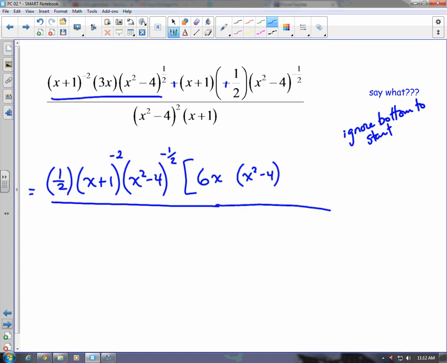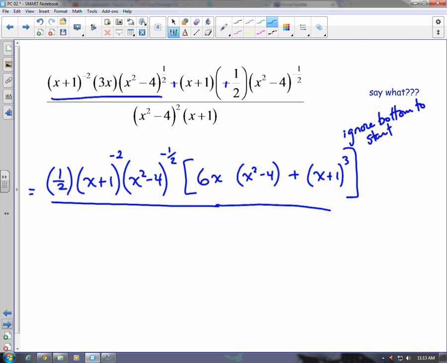major term, plus, okay, so the halves are gone. The factor of x plus 1 has an exponent of 1, and I subtract the negative 2. Remember, you subtract the exponents. So that factor of x plus 1 is actually going to now have an exponent of 3 on it. And the factor of x squared minus 4 had an exponent of negative 1/2, so that factor basically divides out.